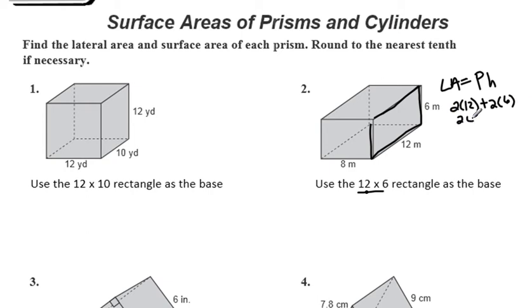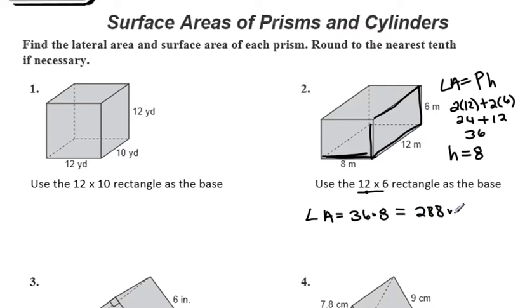So it would be 24 plus 12, which is 36. That's the perimeter of our base. Our height is going to be the value we haven't used yet, which is 8. So the lateral area is going to be the perimeter, 36, times the height, which is 8. And 36 times 8 gives me a lateral area of 288 meters squared.